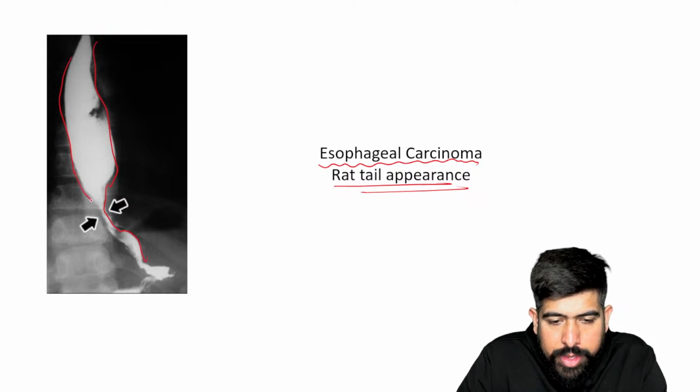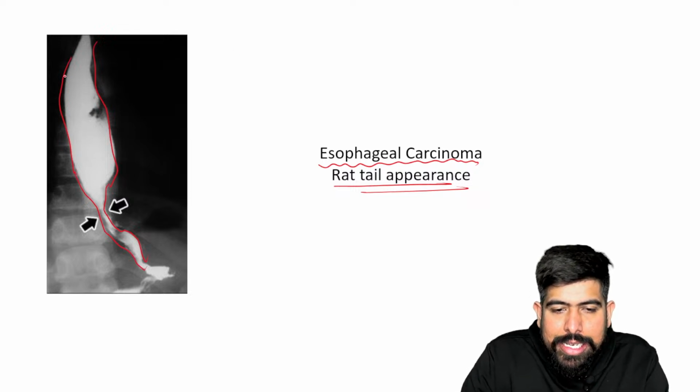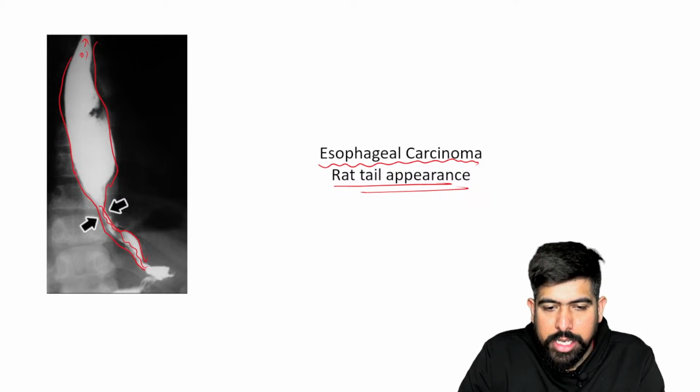Can you see? This is the narrowing, very long, and it's looking like that. This is the rat, right? This is the rat, and this is the tail of the rat. We are having the tail of the rat. Is it clear to you, doctors?